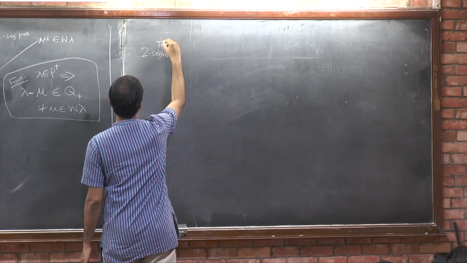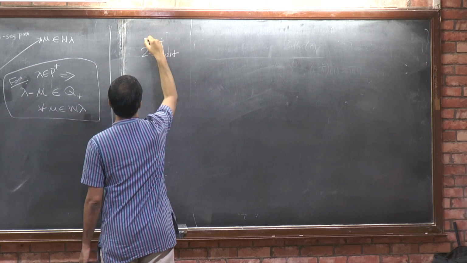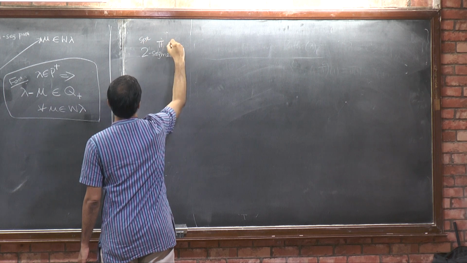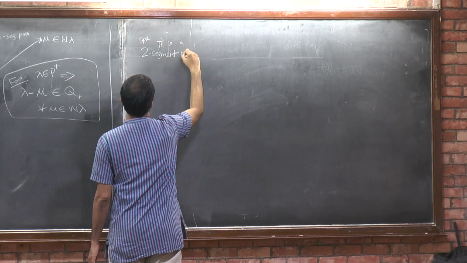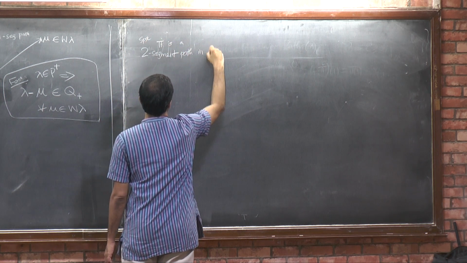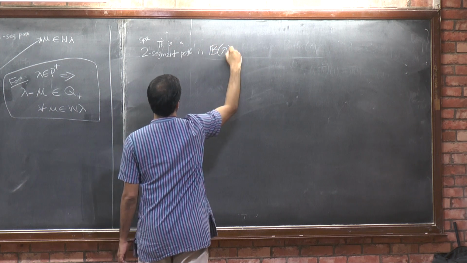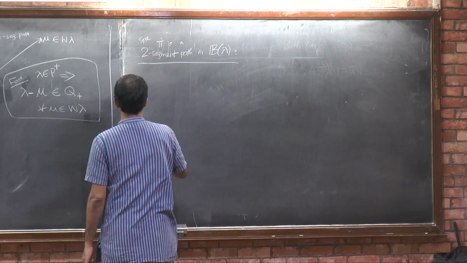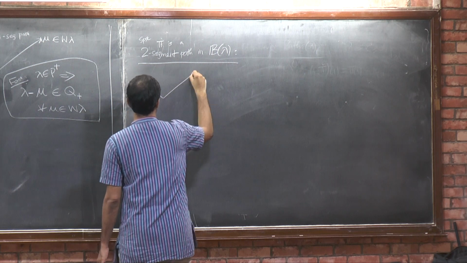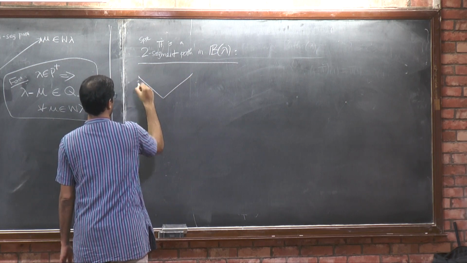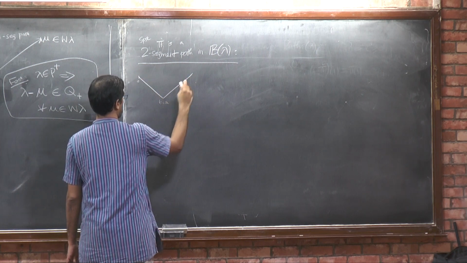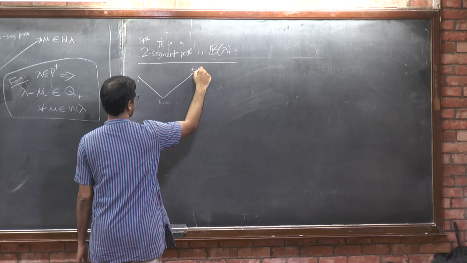So let's say pi, suppose pi is a two segment path in B lambda, then what can we say about pi? Okay. So what's a two segment path? It has two directions. It has one timestamp, t equals a. So this is t equals 1.